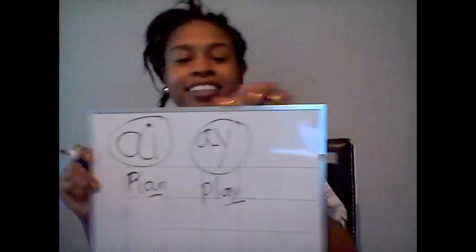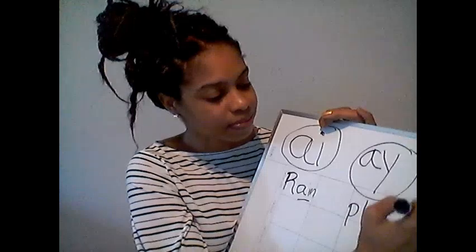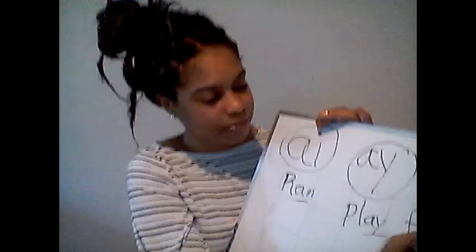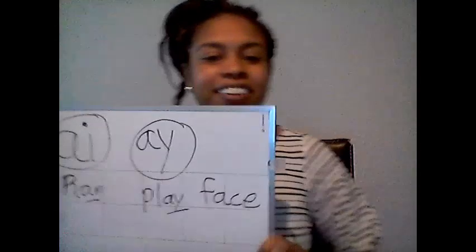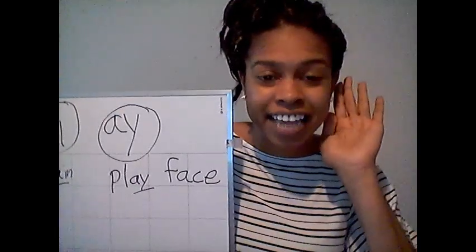And there's another way that we can see the A sound. So let's see. What is this? No, it's not my head. What's this? Where you can see my eyes, my nose, my mouth. Yes, it's my face. Face has the A sound. Let's write face on the whiteboard. Face. Can you see? Face.